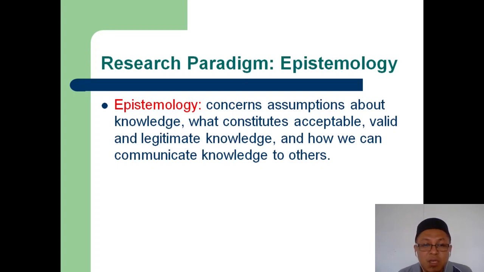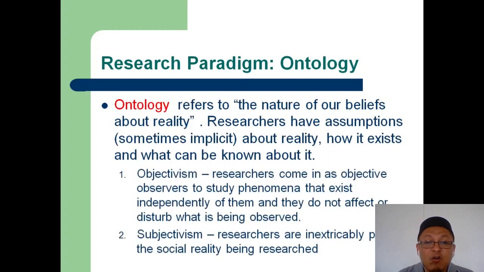Our assumption, our belief about knowledge creation. Okay, what is our understanding and assumption with regard to valid knowledge for that particular phenomena? And then how this knowledge can be relayed or communicated to other communities. The second premise of this paradigm is ontology. Ontology refers to the nature of our belief about the reality. So researchers have assumptions, sometimes implicit, about the reality.